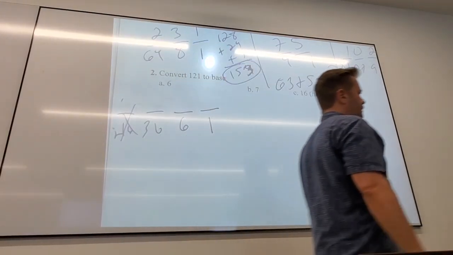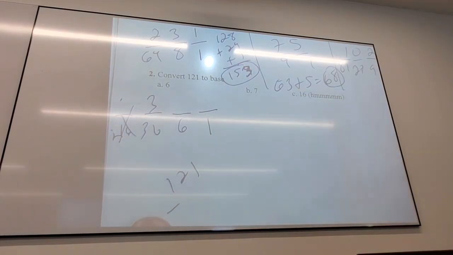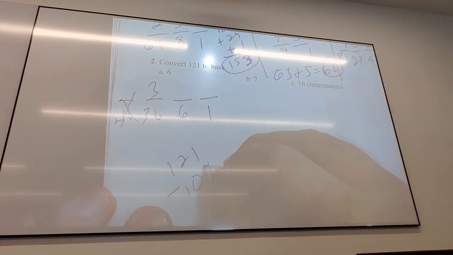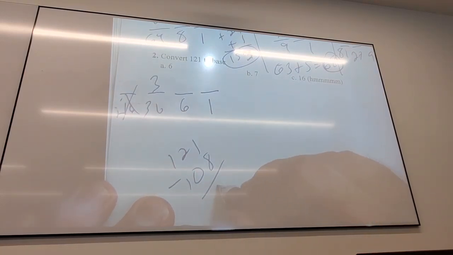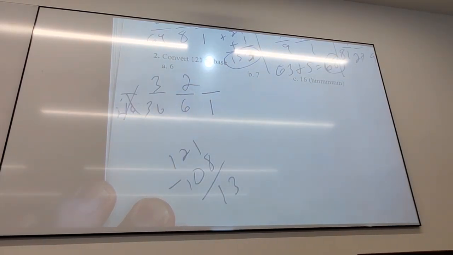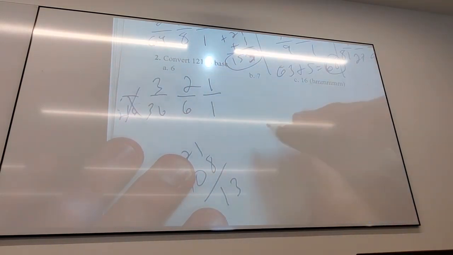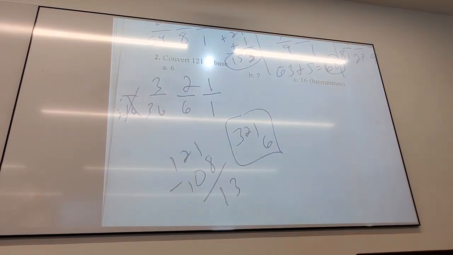So what is 3 times 36? 108. So what's left over? 13. So how many 6s? 2. And of course that leaves 1. Now I wish I could say I did that on purpose, but I didn't. So 121 base 10 is 321 base 6. That's a coincidence, by the way, that it ends in 21. That's kind of neat. I like it a lot. So you guys try part B. And then we'll talk about part C.